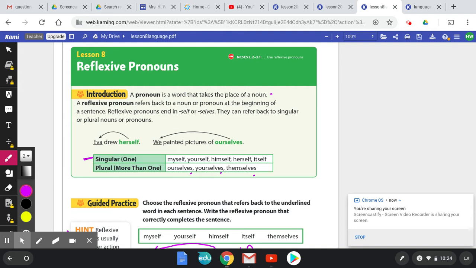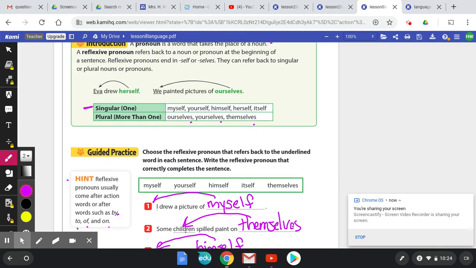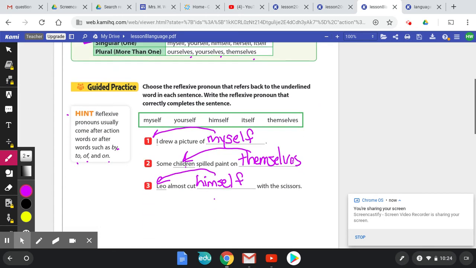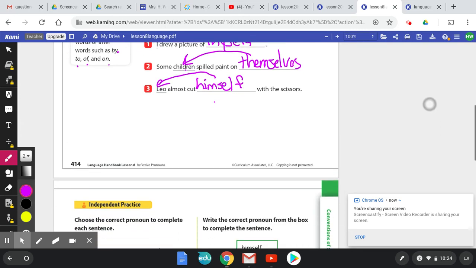So, yesterday we talked about reflexive pronouns, and it's when you would use herself, myself, yourself, and it's referring back to the person they were talking about at the beginning of the sentence. Or if it's plural, more than one, like we, you would use ourselves, yourselves. Again, it would be going back to the subject or the noun at the beginning of the sentence. And we went over the guided practice together.